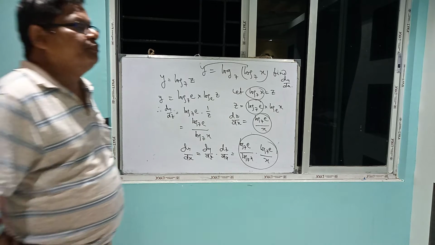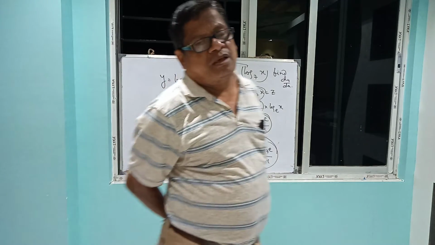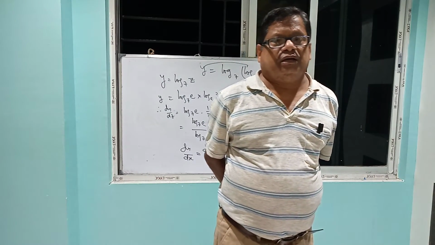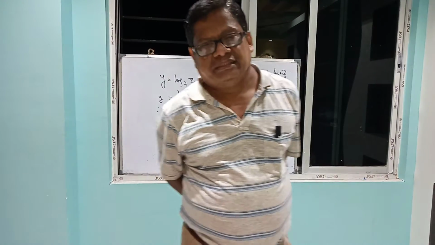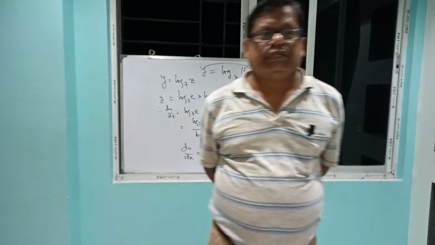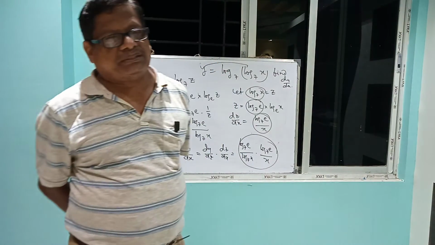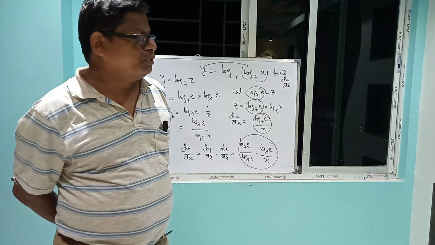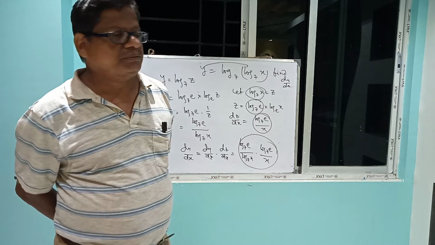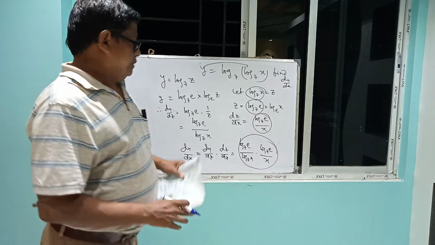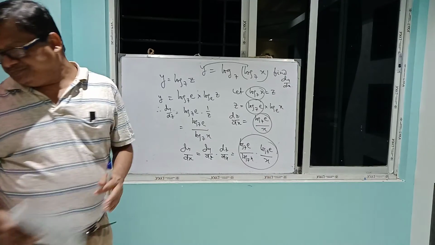Understood? So if the base is other than e, then you have to first convert it into e base. Keep in mind, otherwise you will not get the marks. Understood? You will not get the marks. So, next one.